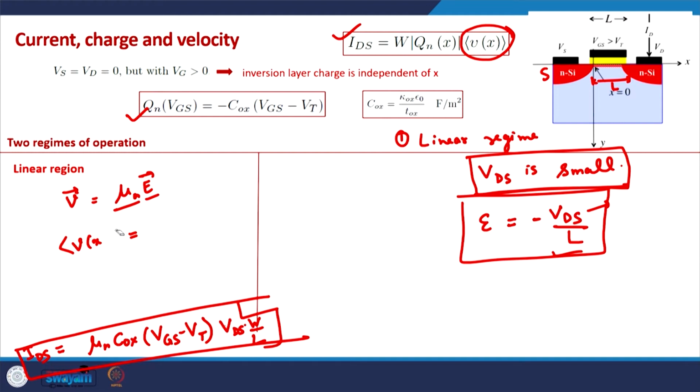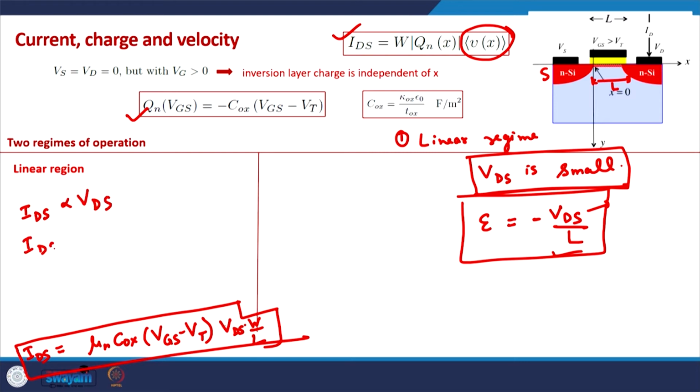So, at the moment we are looking at how the current would be there in the linear regime and in the saturation regime. Finally, we will also see a more general expression of the current. So, in the linear regime, as you can see, IDS is directly proportional to VDS and IDS is directly proportional to VGS minus VT.